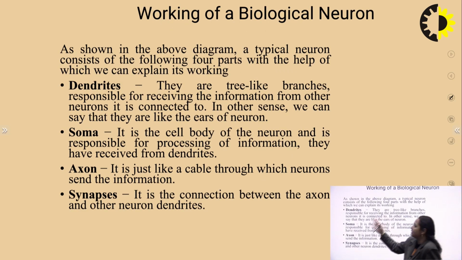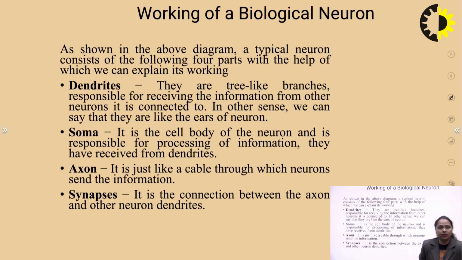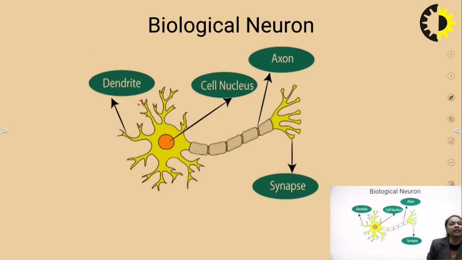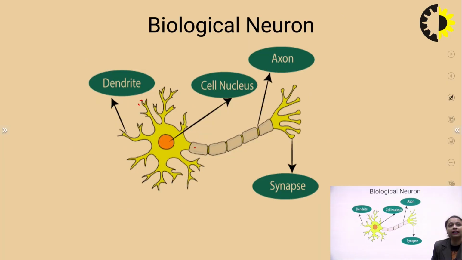Now, what do these terms signify? Dendrites are the branches which are responsible for receiving information. These dendrites are the branches through which we receive information. And what is the axon? Axon is a cable through which neurons send information. This is just like a bridge which transfers the information from one neuron to another. Similarly, what are synapses? A synapse is the connection between the axon and other dendrites. Synapse is responsible for connecting multiple neurons.